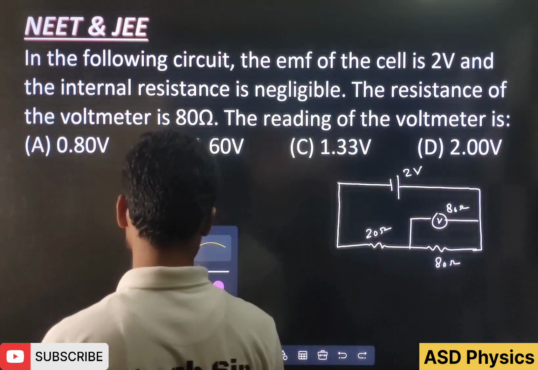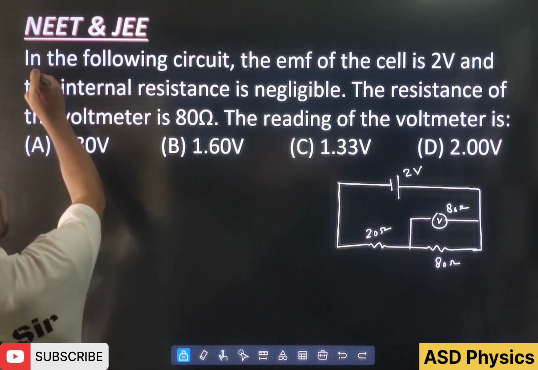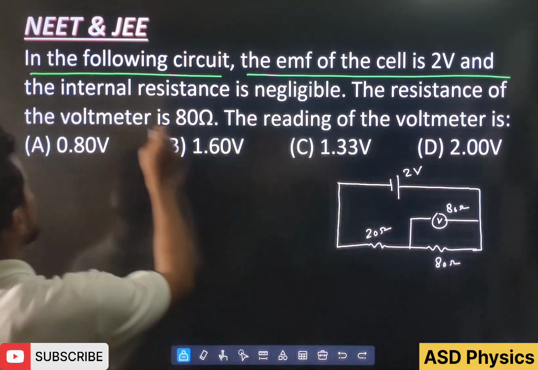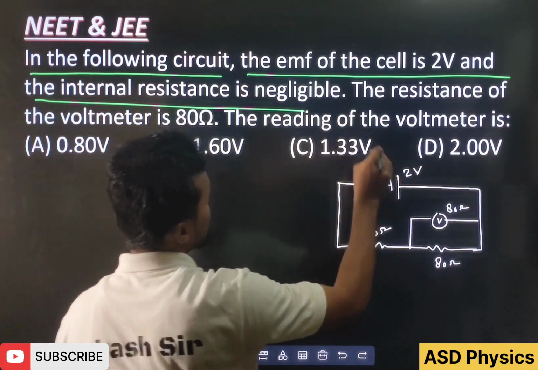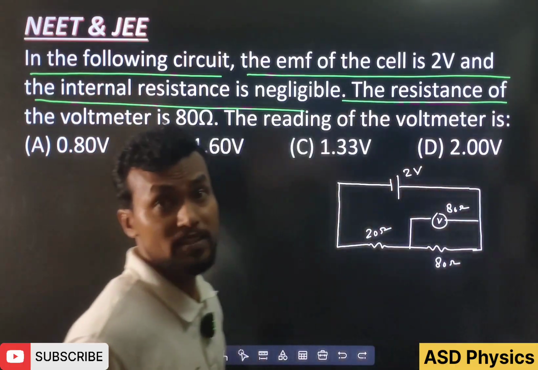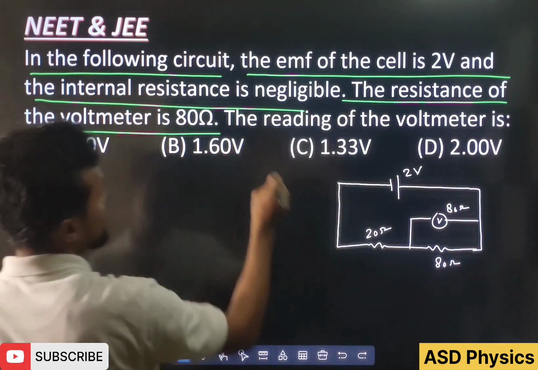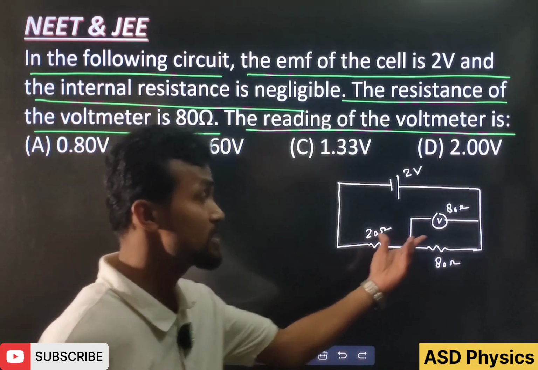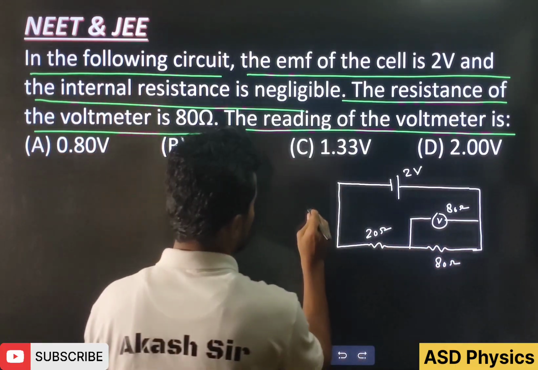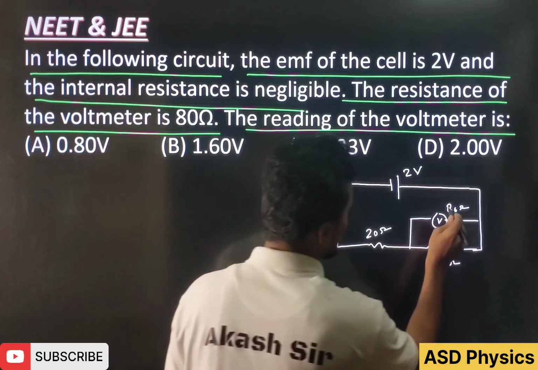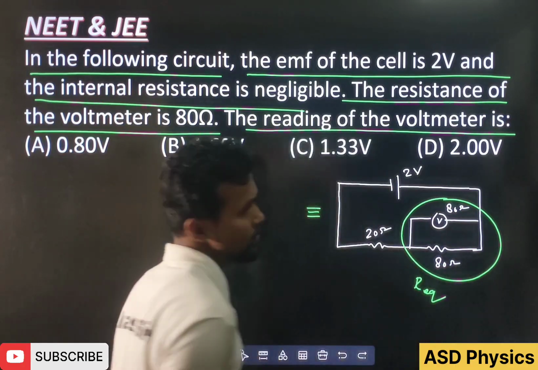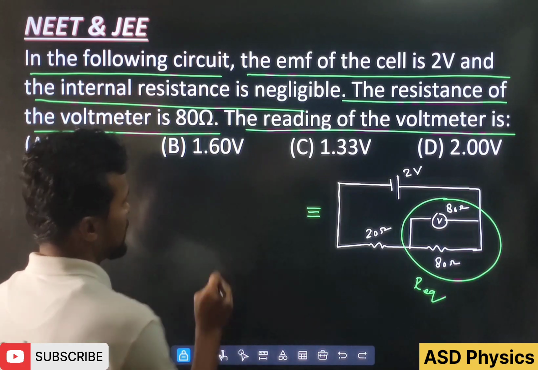Now students, let's see the second last question. In the following circuit, the EMF of the cell is 2 volt, and the internal resistance is negligible, an ideal cell. The resistance of the voltmeter is 80 ohm. What is the reading of the voltmeter? This is a practical voltmeter, so first we have to calculate the equivalent resistance, which multiplied with the current gives the reading.